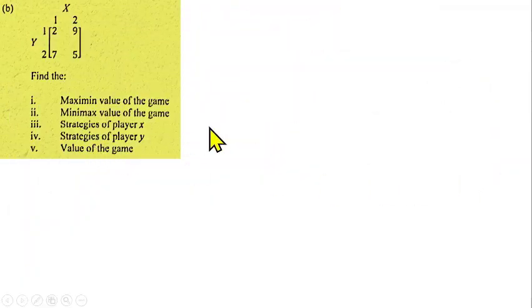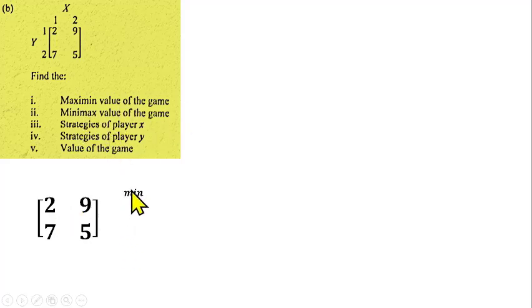So question number 15b, which is the last question for this video, is from game theory. You are given a game that is played between two competitors, x and y, and these are their strategies, represented by this 2x2 matrix. We have to find the maximin value of the game, the minimax value of the game, the strategy of player x, the strategies of player y, and the value of the game. So the first thing to do is to find the maximin and the minimax of the game.